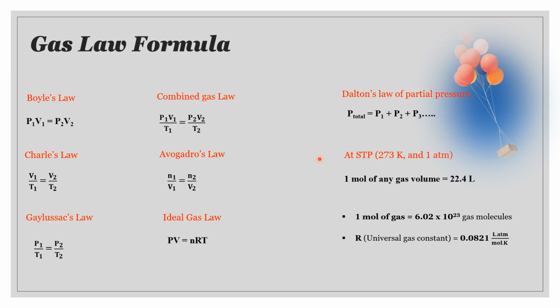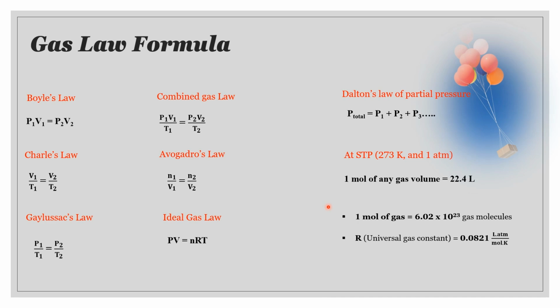Next, under Avogadro's law, we are learning STP conditions. STP meaning is standard temperature and pressure. So here standard temperature we consider 0 degrees Celsius or 273 Kelvin. Standard pressure is 1 atm pressure or 760 millimeters of mercury. Under these STP conditions, the volume of 1 mole of any gas is equal to 22.4 liters.